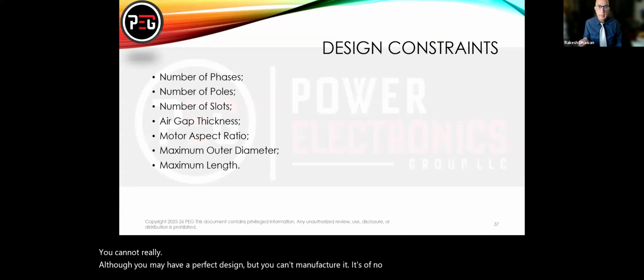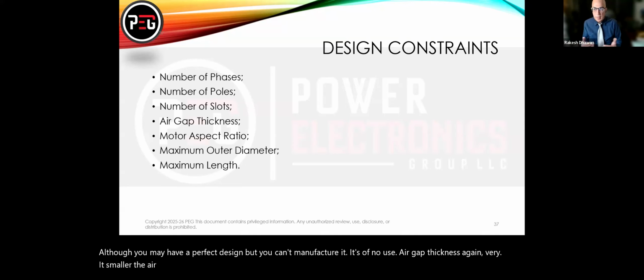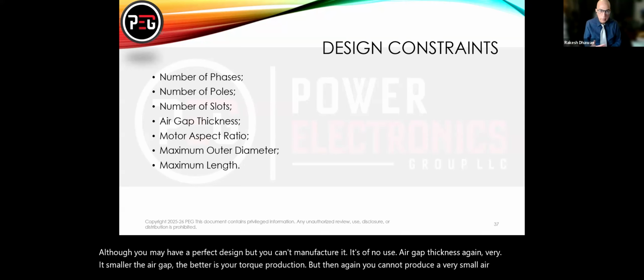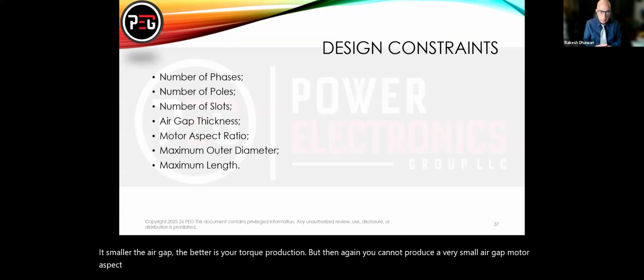Air gap thickness: the smaller the air gap, the better your torque production. But then again, you cannot produce a very small air gap motor. Motor aspect ratio, maximum outer diameter, maximum length.